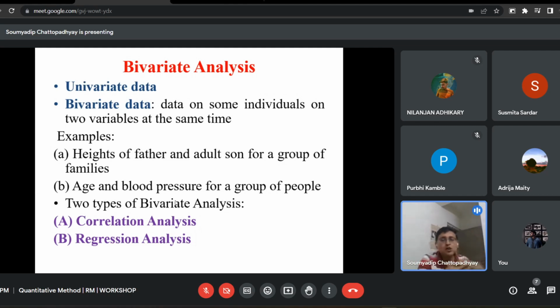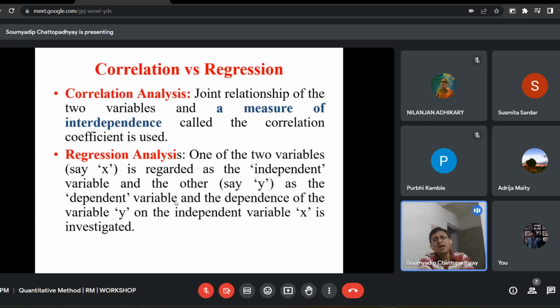For example, you may be interested to know the relationship between age and blood pressure for a group of people, or the heights of fathers and adult sons for a group of families. In this case, you need to perform certain analysis to understand the nature of the relationship between these two different variables. Generally there are two types of bivariate analysis: one is called correlation analysis, another is called regression analysis. And what is correlation analysis? There is a difference between correlation and regression analysis.